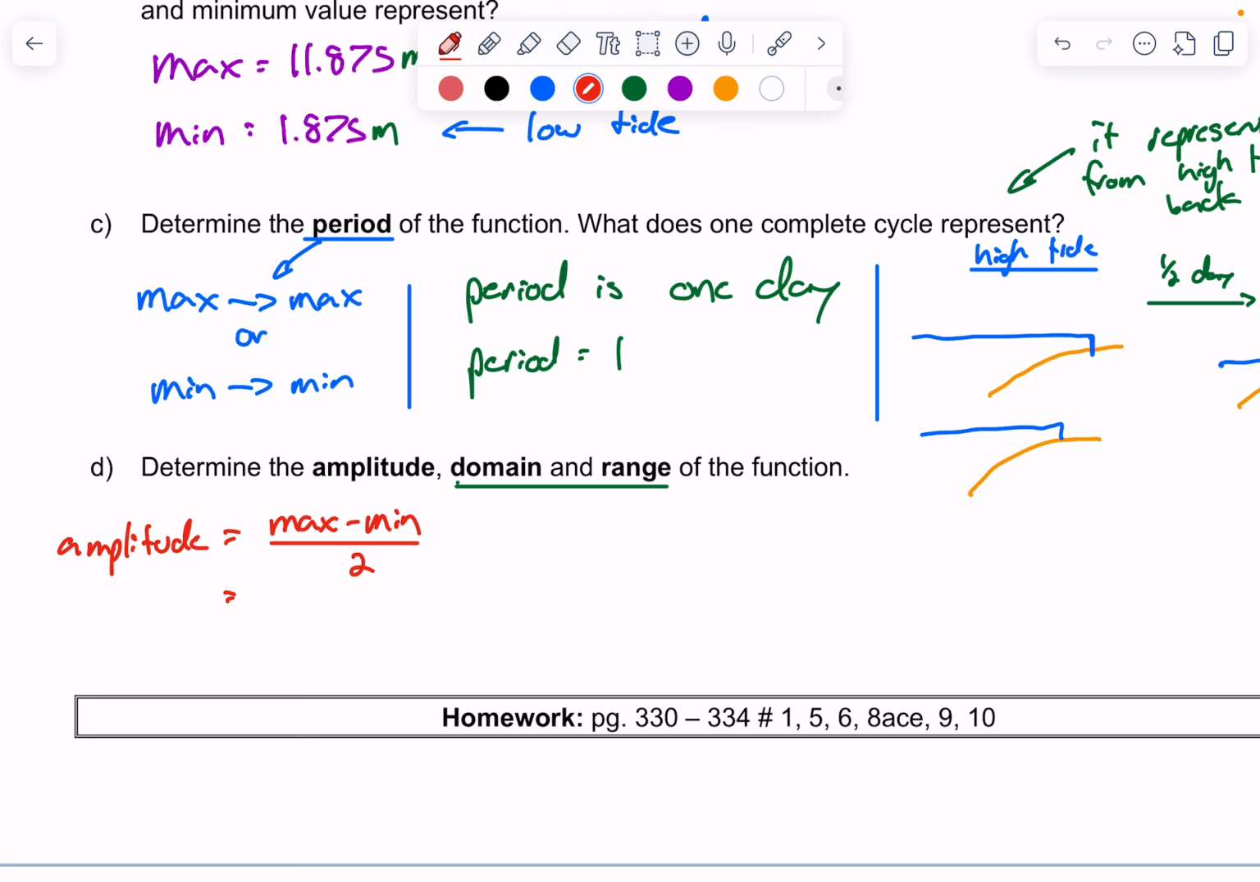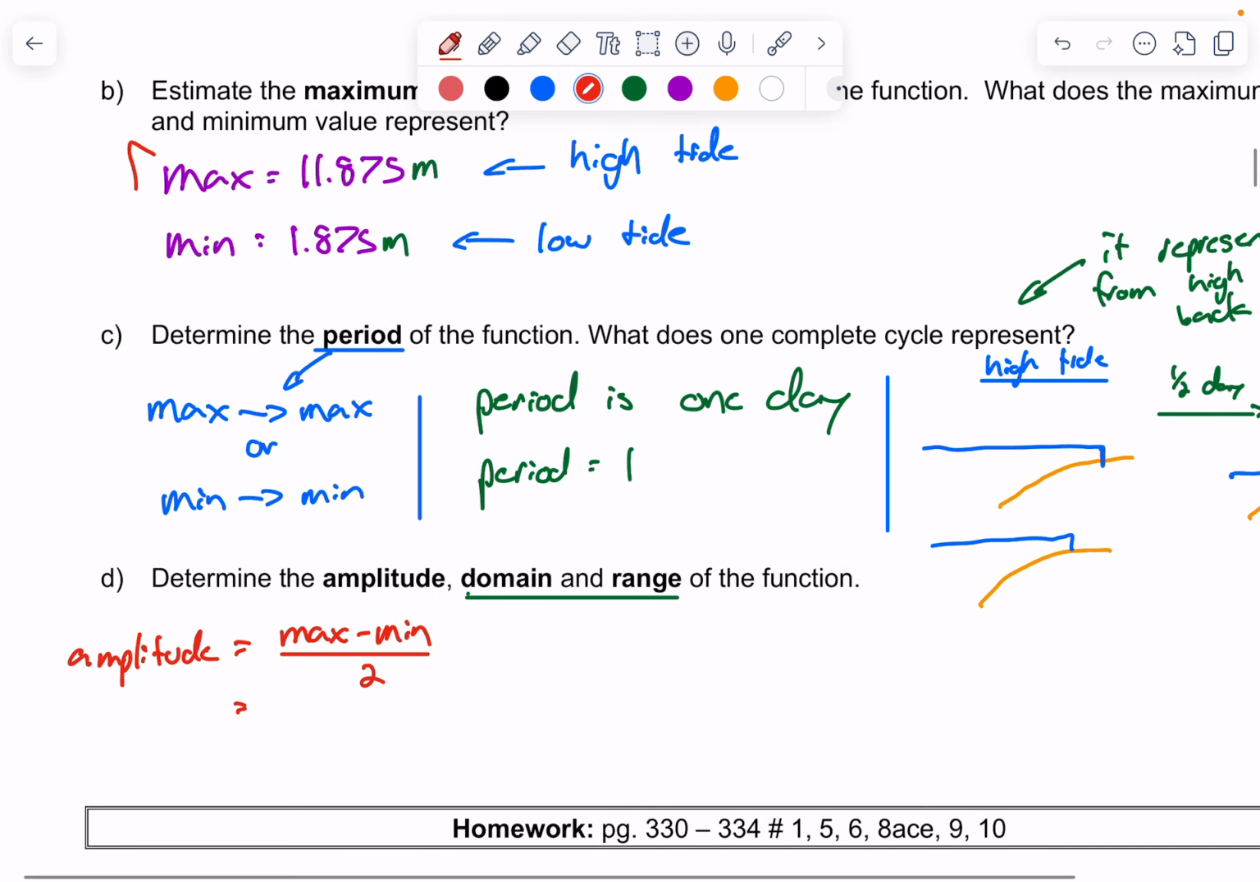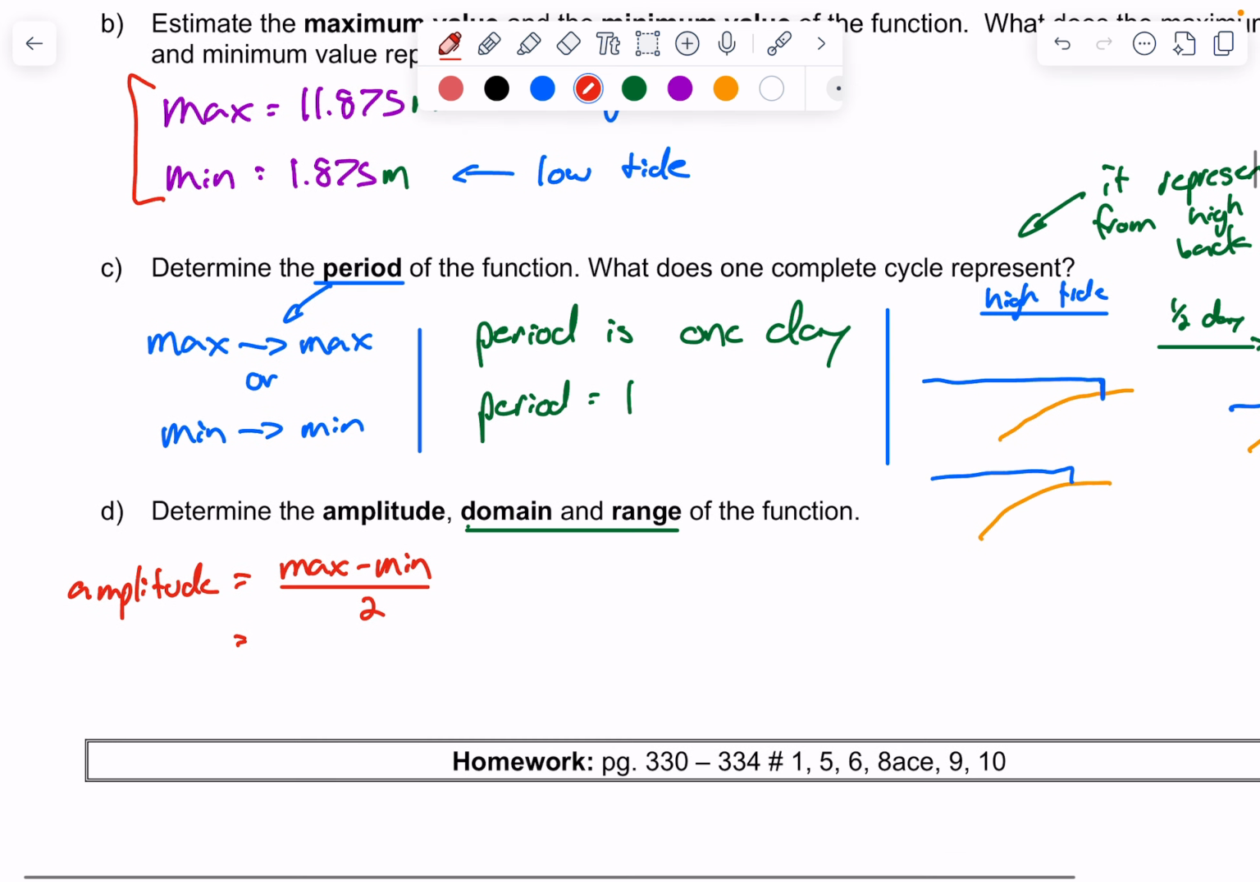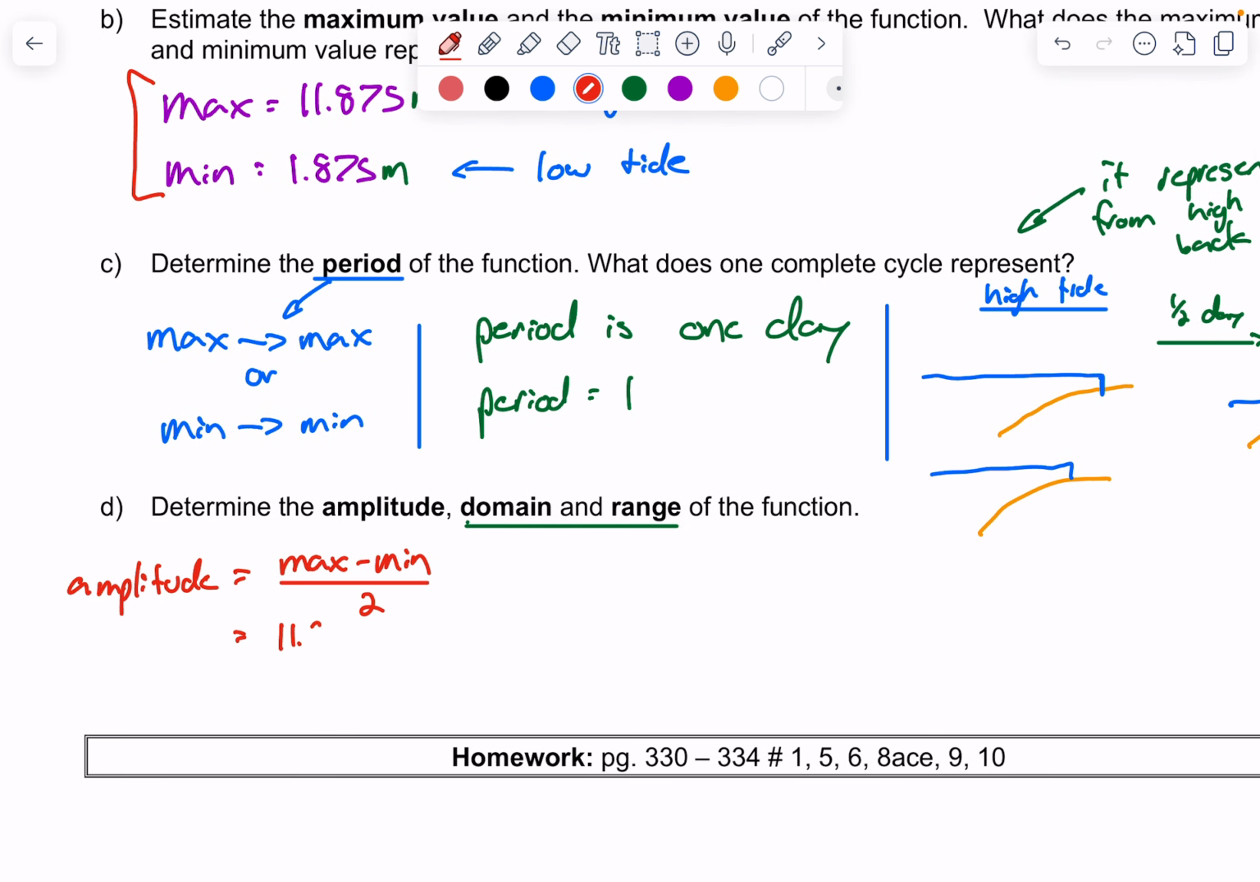So we have these values right here. These are our max and our mins, so we'll just put them in. 11.875 was our max. Min was 1.875. Divide these by 2. All right, so I'm going to run out of room. Up on top, our numerator would be 10. So actually, A equals 10 over 2. Our amplitude is 5.